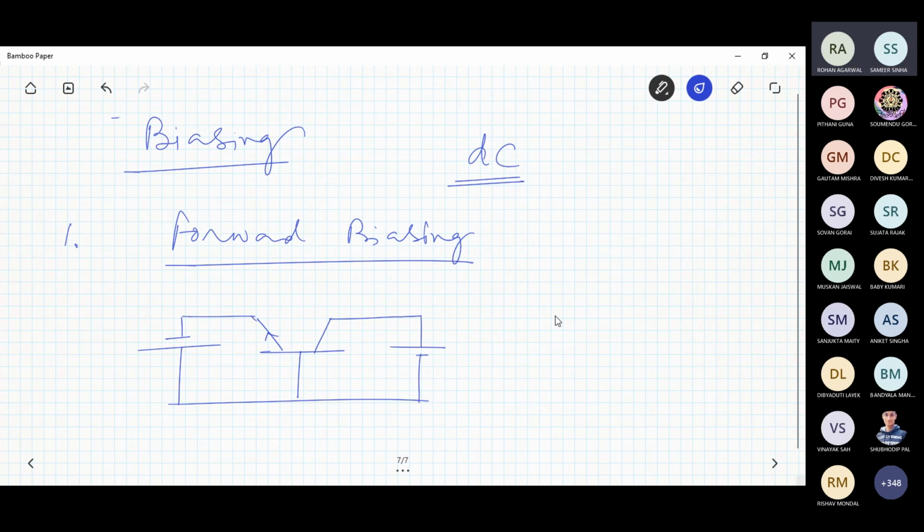I've already told you this arrow will signify, first you will write down this is the emitter terminal, this is the base, then this is the collector. Now this arrow will tell you the direction of the current. So if the current is coming out of the device, this terminal is negative and this terminal is positive.